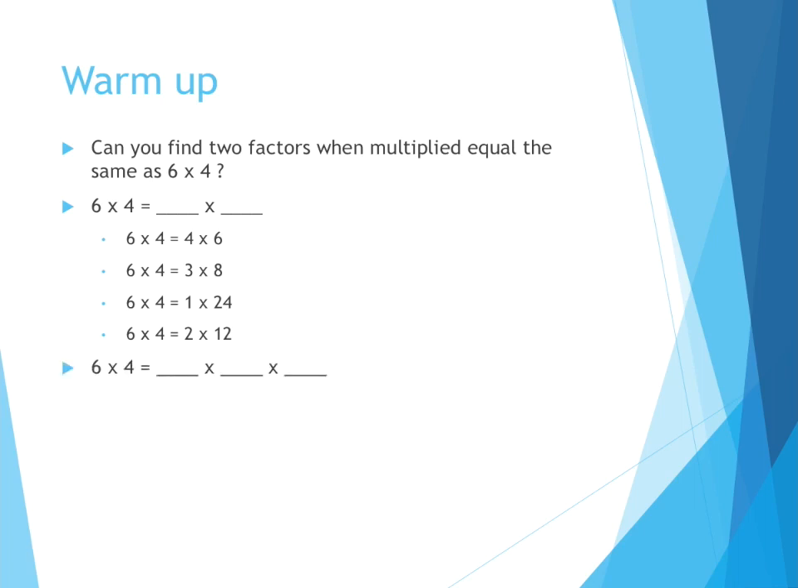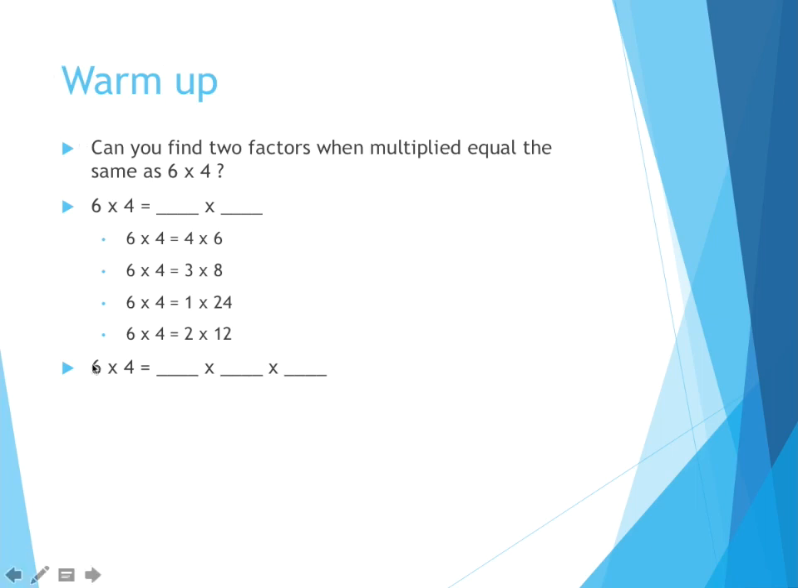So, can you think of 3 factors that when multiplied give you the product of 24, or 6 times 4? Again, this is a chance where you can pause and try and challenge yourself. Otherwise, we're going to keep moving on.